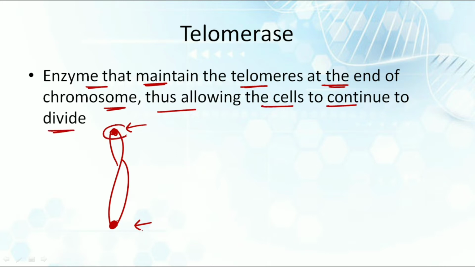So if telomerase is present in any cell, that particular cell will have the ability to divide. But in a normal cell, after a certain point of time, the telomerase enzyme diminishes and that cell dies off. In the cancer cell, this telomerase enzyme is present all through, and the cell continues to divide and produce the tumor in the body.